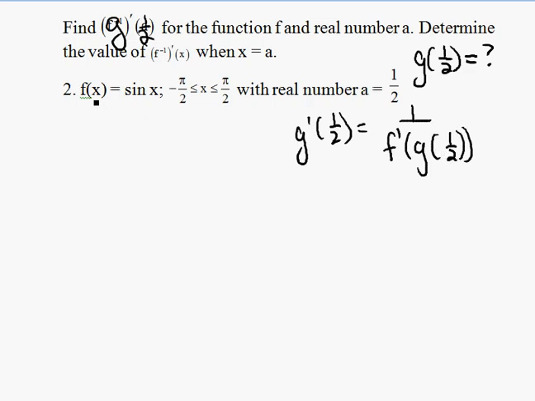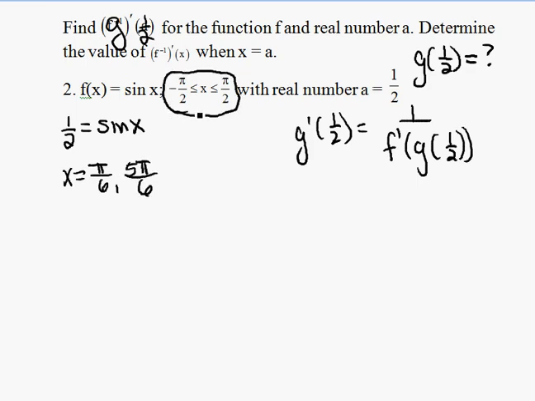Well, we're given the original function f. So if it's an input of the inverse, it's an output of the original function. So 1/2 equals the sine of x. When is sine of x equal to a half? Well, that's going to be equal to pi over 6 and 5 pi over 6. For some reason, this problem is only defined over the first and fourth quadrant, so we only want the pi over 6 value. So that means g of a half is equal to pi over 6.